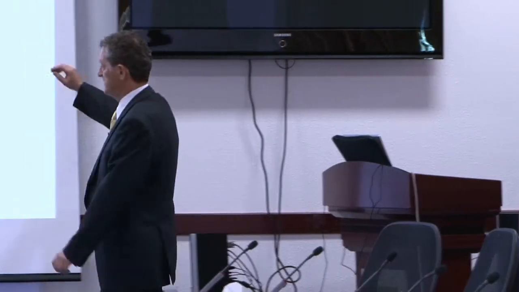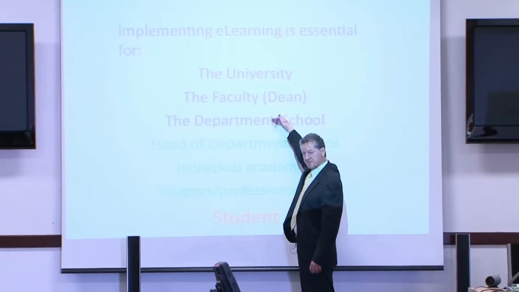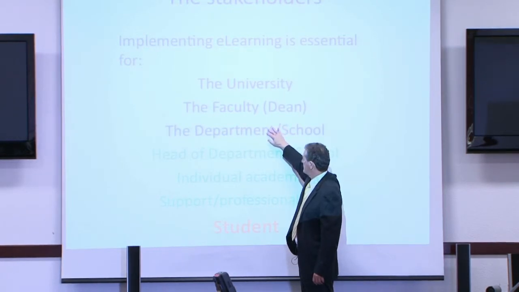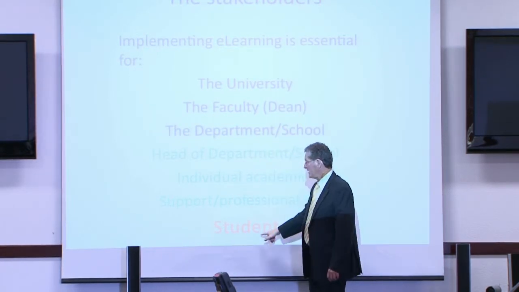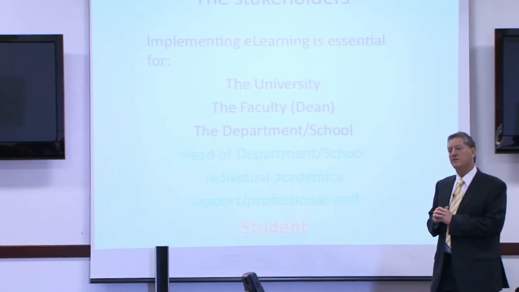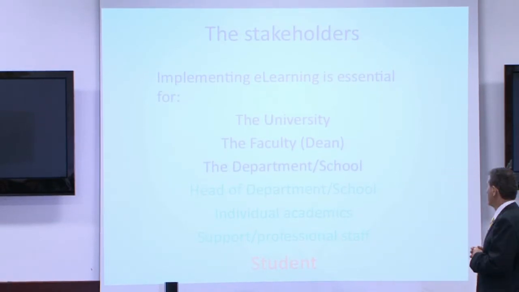Now, there's a lot of stakeholders when you implement e-learning. And this is a key thing that I think we need to understand. And I've put them in different colours here because often the stakeholders have different thoughts of why e-learning is important. Faculty and departmental level, individuals, and I've put the student down the bottom in bigger and bolder font and colour because they're the most important ones that we should be thinking about.